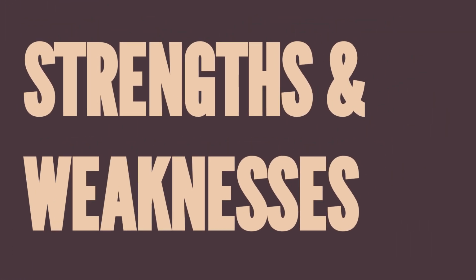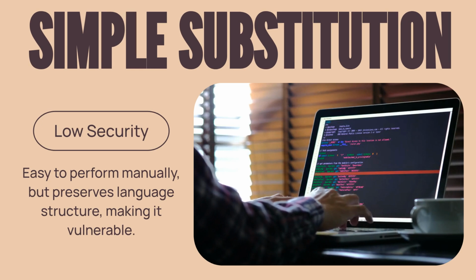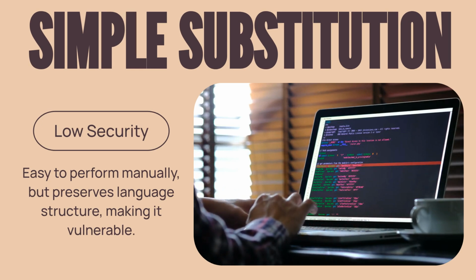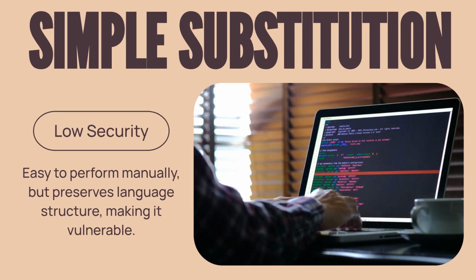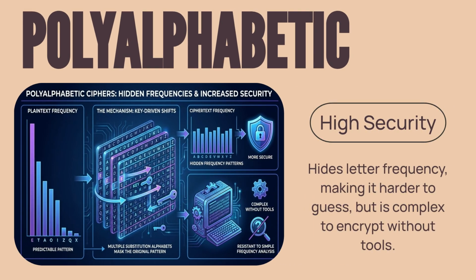Each technique has its own strengths and weaknesses in terms of security and usability. Simple substitution ciphers are easy to do by hand, but they leave the structure of the original language intact, which is a major security flaw. Polyalphabetic ciphers, on the other hand, hide the frequency of letters, making them much more secure, though they are complex to manage without a machine or a tool.